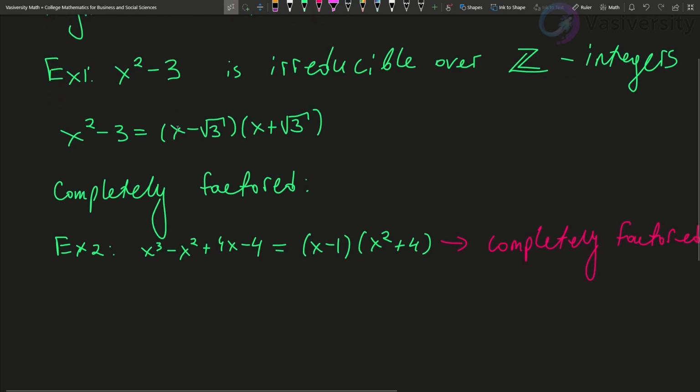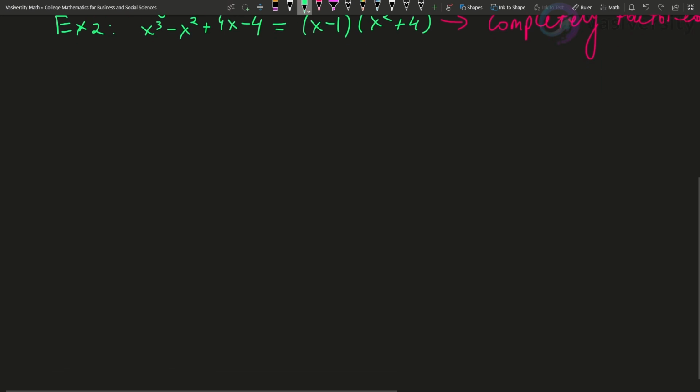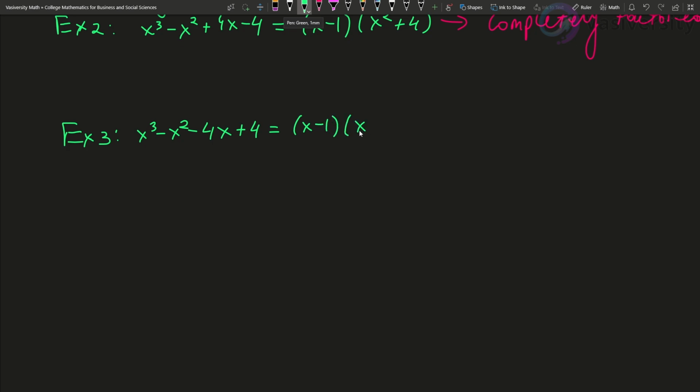Okay, now let's take a look at something that is not completely factored, right? It's going to be similar. So example 3. Let's say x cubed minus x squared minus 4x plus 4, right? And what is it going to be? It's going to be x minus 1 times x squared minus 4. Right, now the question: is it completely factored? No, it's not, because x squared minus 4 can still be factored. And now let's take a look at what the final answer would be. So we still have x minus 1, but x squared minus 4 can be factored as x minus 2 times x plus 2. Now it's completely factored, right?